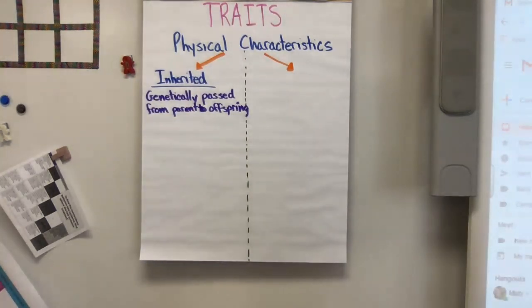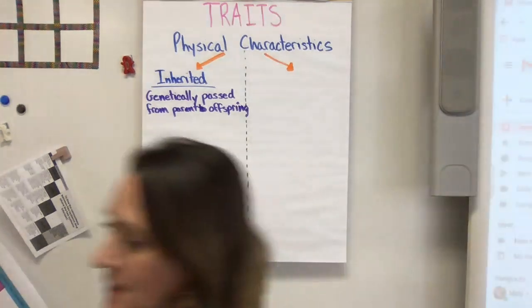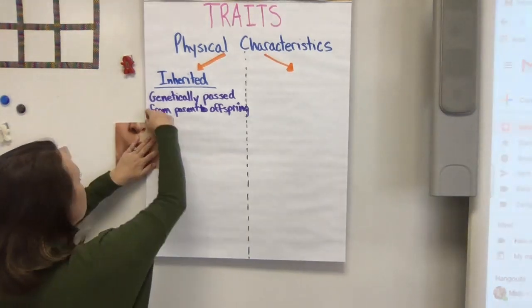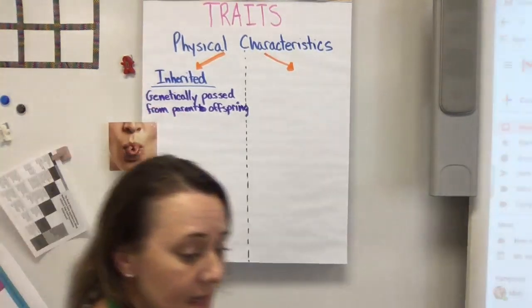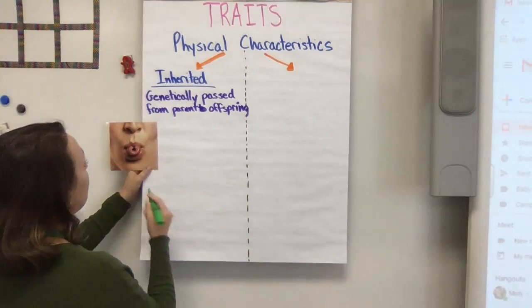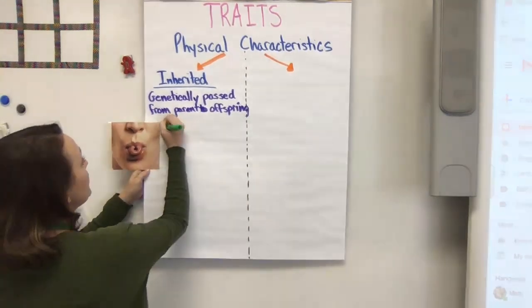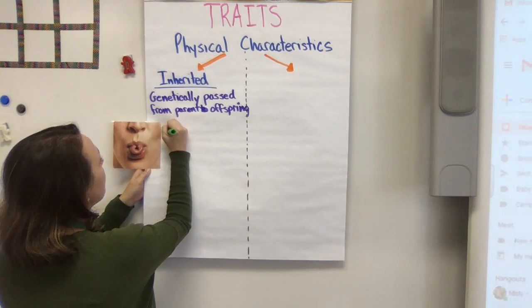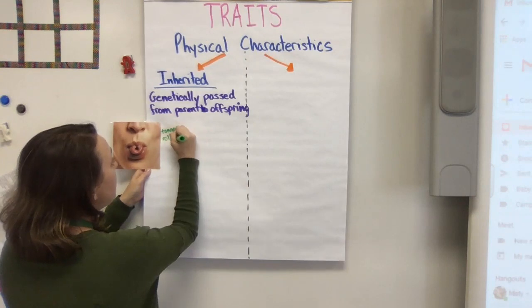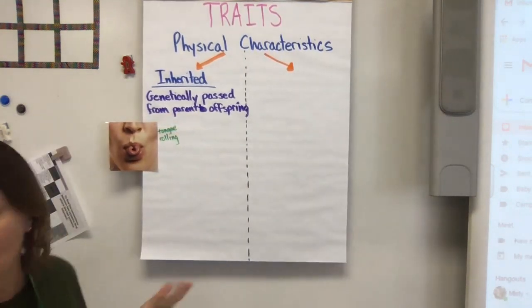I'm going to put up some examples of different inherited traits. The first one I've got here is tongue rolling. Tongue rolling is passed down from parents to offspring. If your parents can roll their tongue, you probably can too. If one of them can't, there's a chance that you might not be able to. This is called tongue rolling. Believe it or not, some people cannot do this. You either can or you can't.